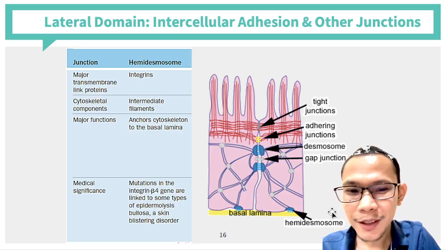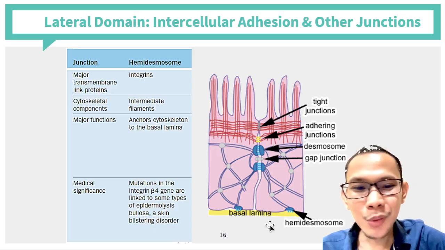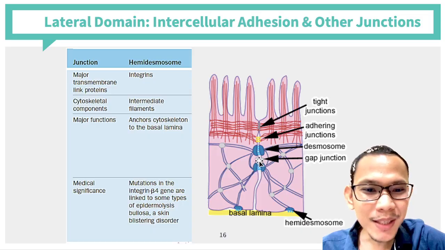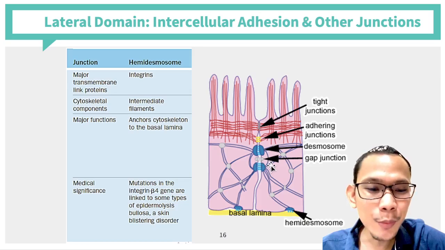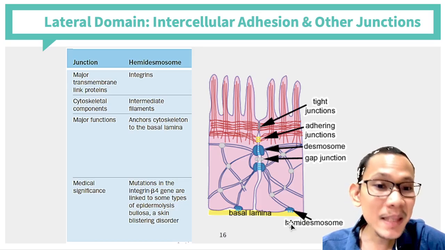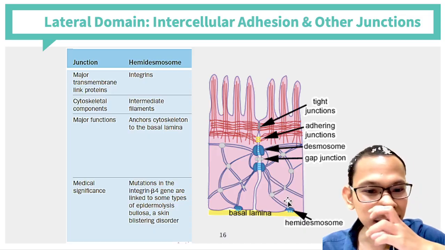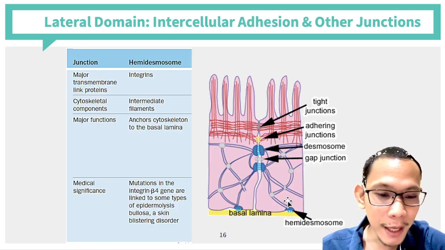Hemi, because how many? We are referring only to one disc. Remember, we call this a desmosome because of the presence of one disc here and another disc here from the different epithelial tissue, and they are matched. That is why it becomes a desmosome. But here, hemi means half, just half of your desmosome. That is why we call it hemidesmosome. Okay?